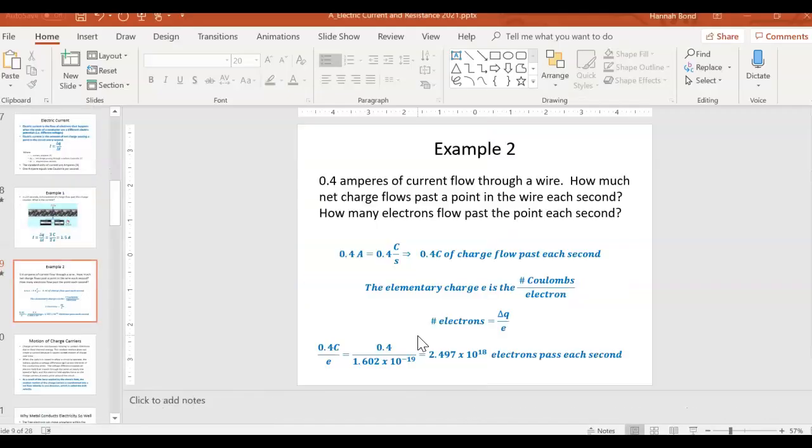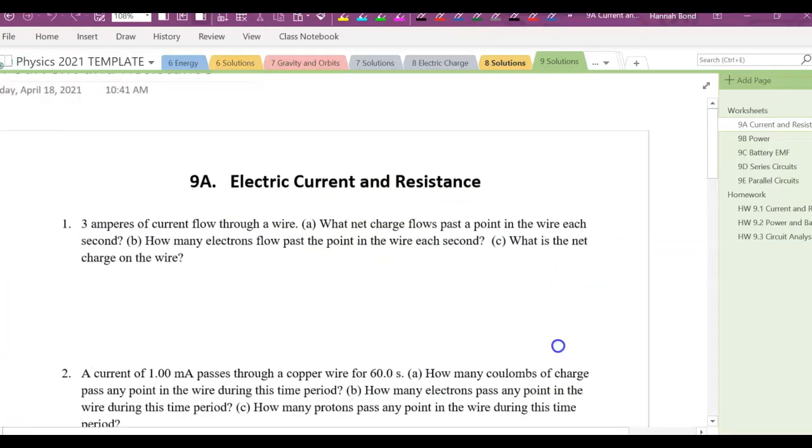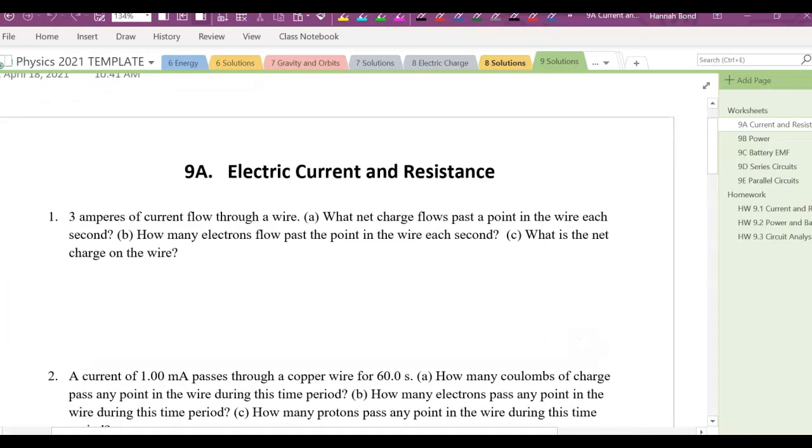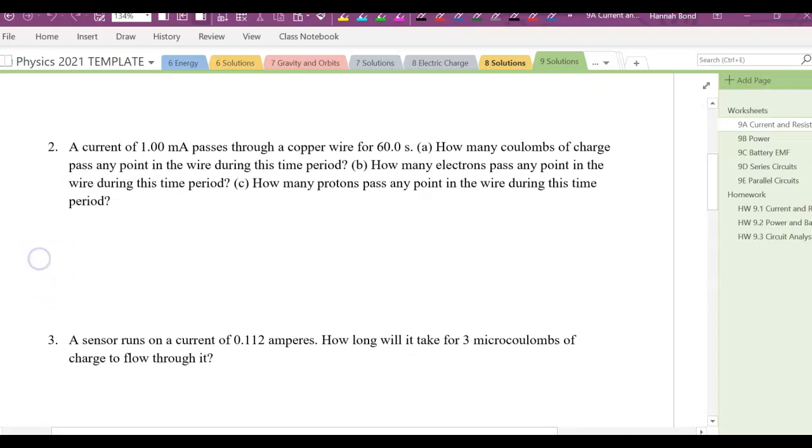Let's go work a couple of other problems. So I'm in worksheet 9A, and let's see here. I think I will not do number 1. It's very similar to one that we talked about on the slides, but let's look at number 2. We have a current of 1 milliamp. I think I'm going to highlight that. We might need to pay attention to that unit.